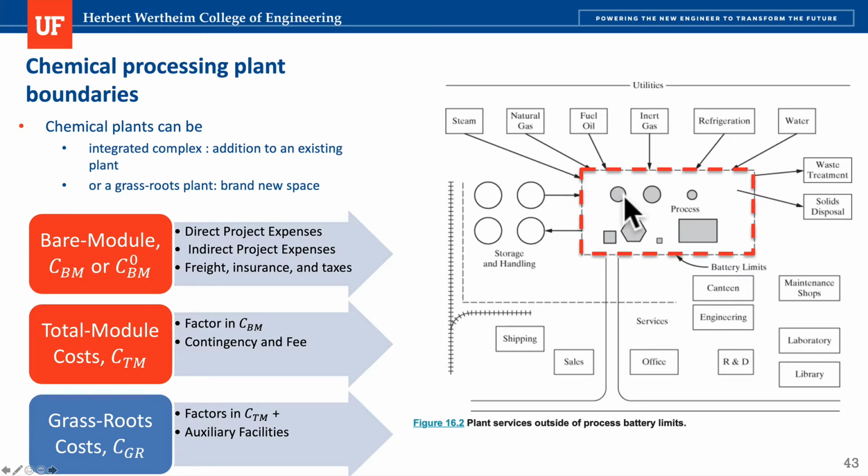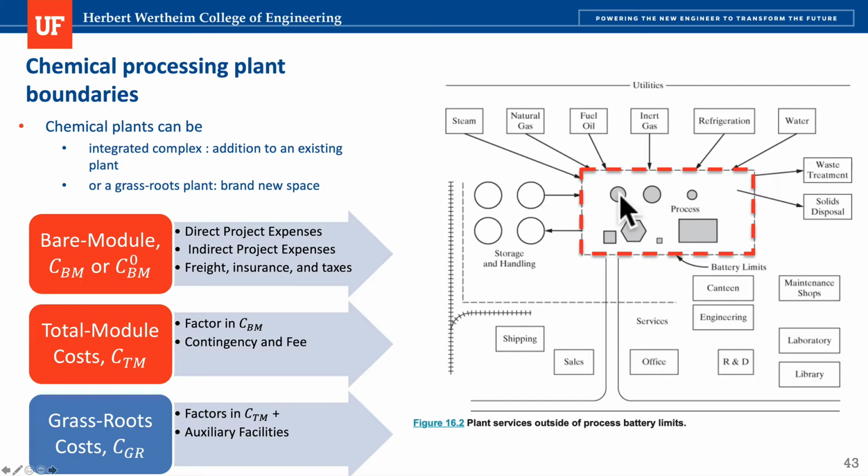The bare module cost is the cost to purchase and install the unit, let's say this circle that you have here, this unit, and this unit. So for each equipment in the process, you will be calculating the bare module cost. That bare module cost includes the direct project expenses and the indirect project expenses that I explained before. All of these terms I included before. Also the freight, insurance, and taxes.